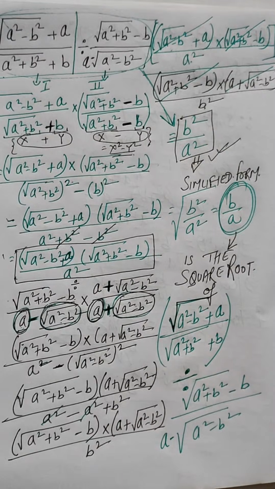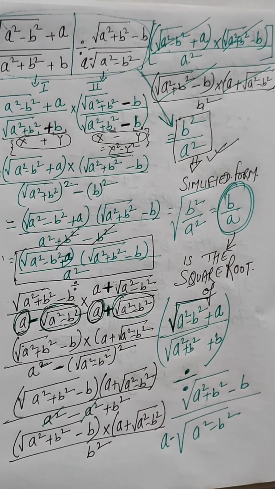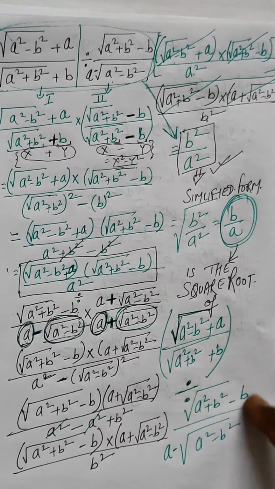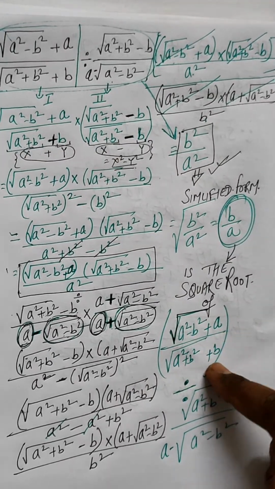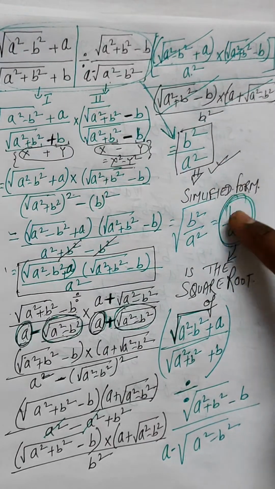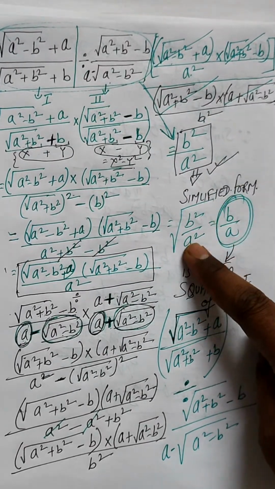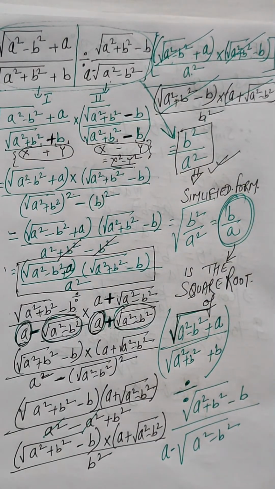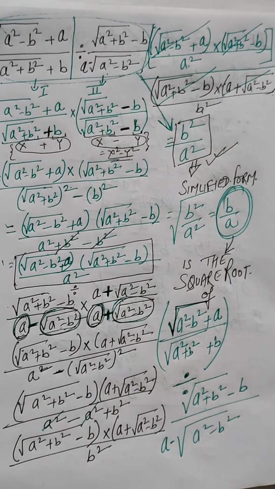So I hope you like the solution, students. If you find it useful, you can like it, right? So the given expression is simplified to b square by a square. We have seen it, and when you take the square root of that, it is coming as b by a, right?